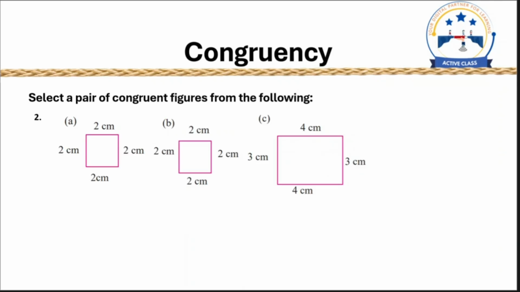Can you again spot two congruent figures out of these three? Great. In this case as well, figure A and B are congruent. This is because they have the same shape and size, while the third one is slightly bigger.